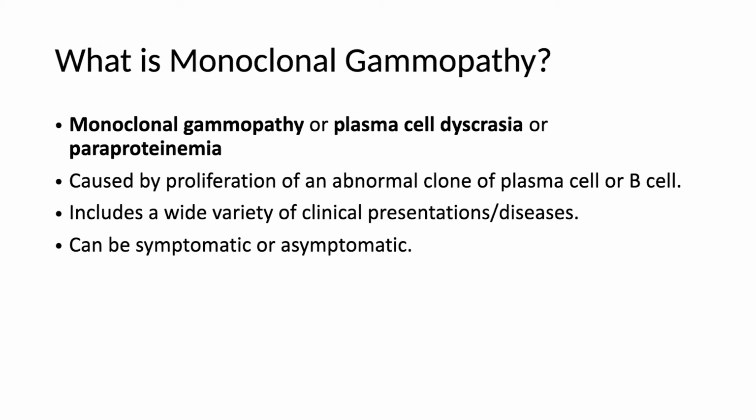So what is monoclonal gammopathy? Monoclonal gammopathy has two other names: plasma cell dyscrasia or paraproteinemia. It is caused by proliferation of abnormal clone of plasma cells or B cells. It includes a wide variety of diseases. Actually, it can be a spectrum. It can be symptomatic or asymptomatic.